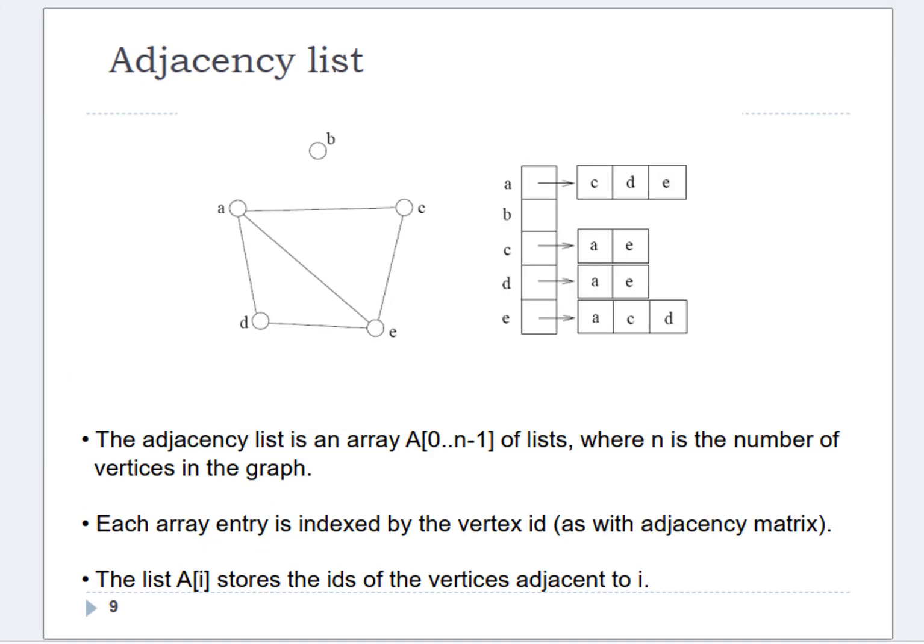8. Adjacency list. The adjacency list is an array A[0..n-1] of lists, where n is the number of vertices in the graph. Each array entry is indexed by the vertex ID, as with the adjacency matrix. The list A[i] stores the IDs of the vertices adjacent to i.